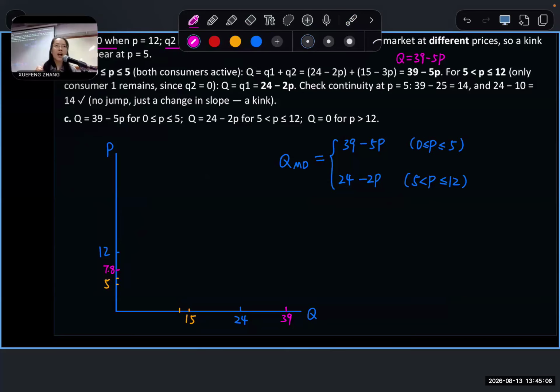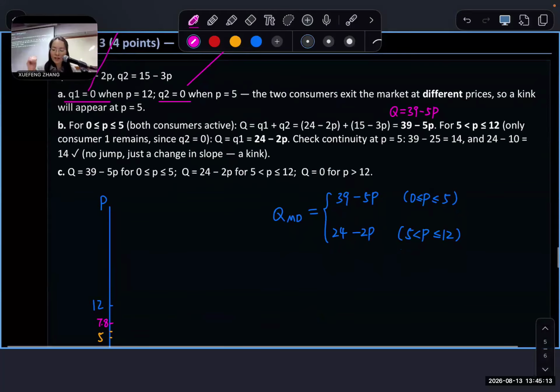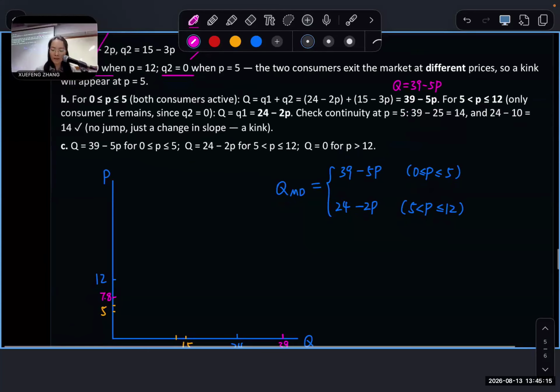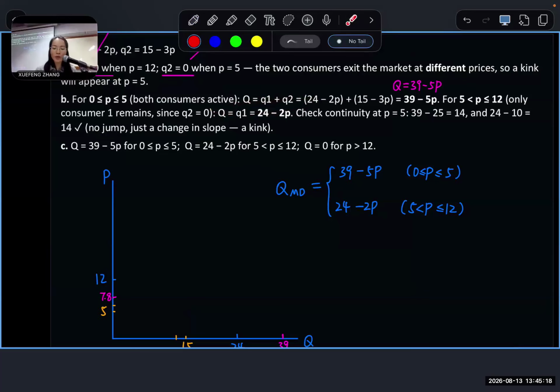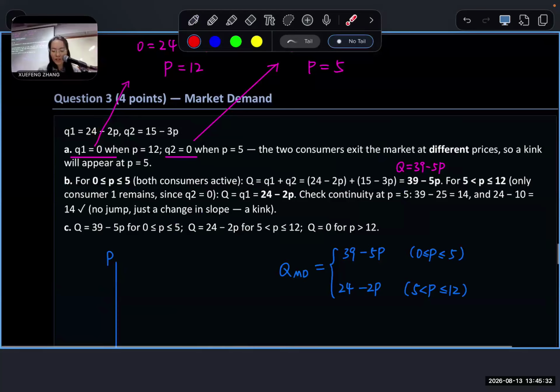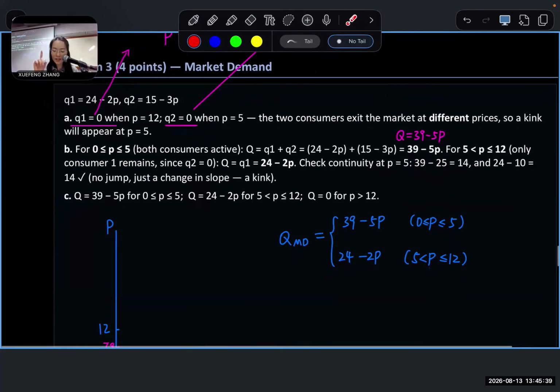Please draw the graph in the exam for the full marks. Okay, so let's see what we have. The first one, of course, because we have two consumers here, we need to get the market demand. What did you do? You sum them up, right? So capital Q equals Q1 plus Q2 equals this one plus this one, and then you get 39 minus 5p.